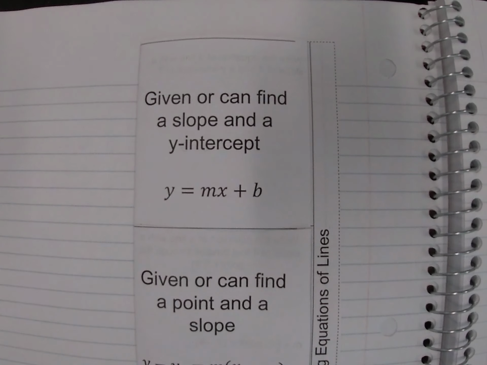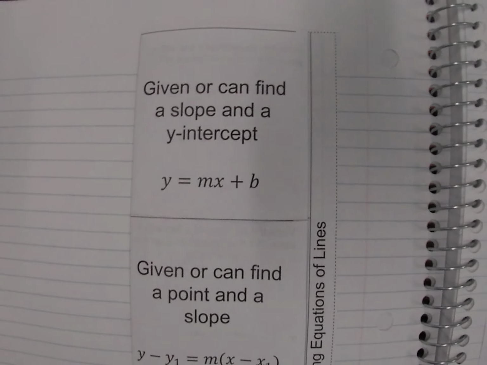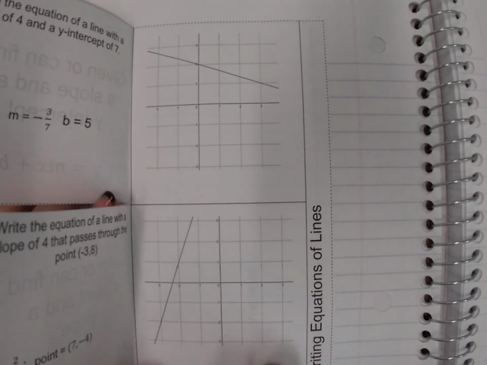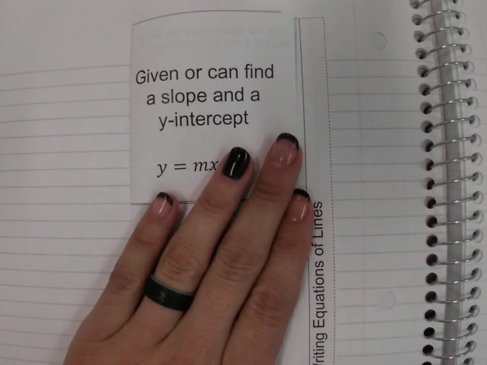Today we are going to be talking about writing equations of lines, and when we write equations of lines, there's sort of three different formats that you can think of. So those are sort of the three foldables that you have on your paper.